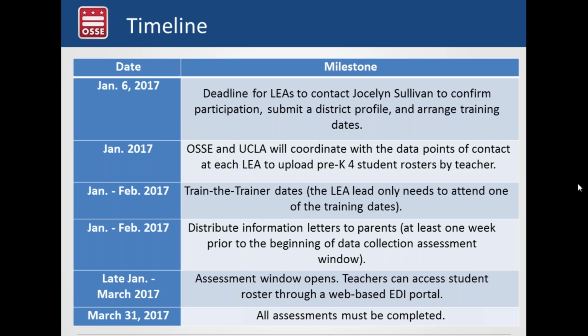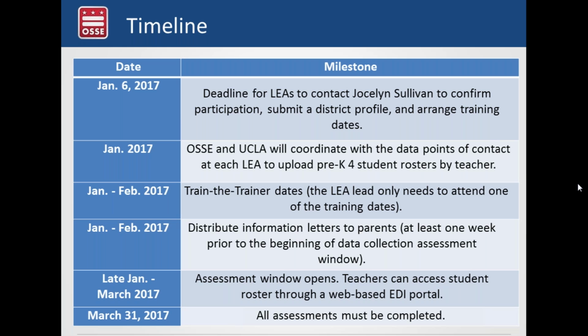Once the POCs have been trained, we have the teachers trained on the assessment tools, the parents have been notified, and the rosters have been uploaded in the UCLA portal, we will then open the assessment window for teachers to be able to start inputting data on the children. And that will happen from the end of January through the end of March. So on March 31st at 11:59 p.m. Eastern Standard Time, the portal will close. We will not be able to collect any more data on the children.